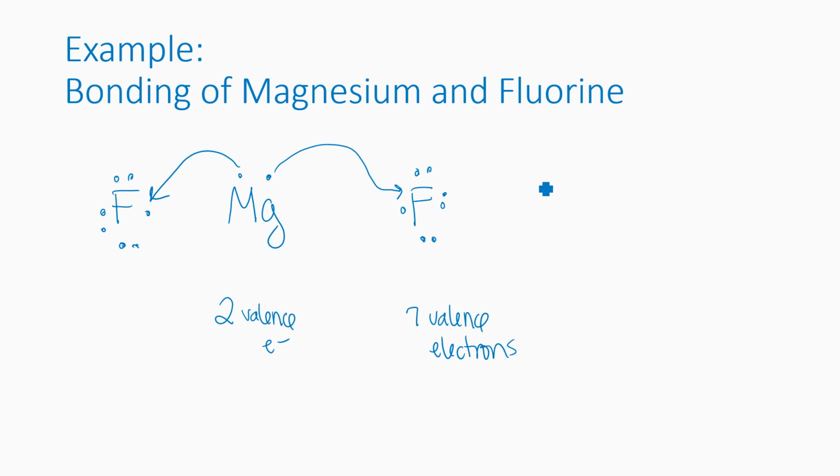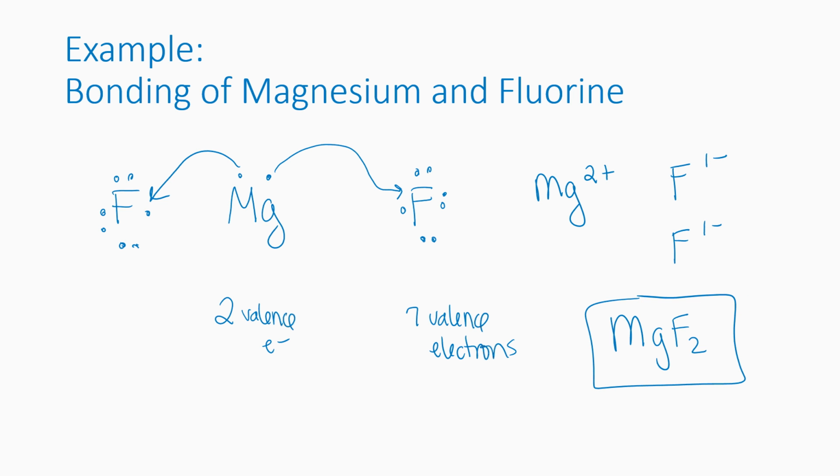So what you see is your magnesium will lose 2 electrons, so it forms a +2 ion, and then each fluorine is going to gain 1 electron, so they're going to form -1 ions. When we write the chemical formula for that, we call it MgF2.